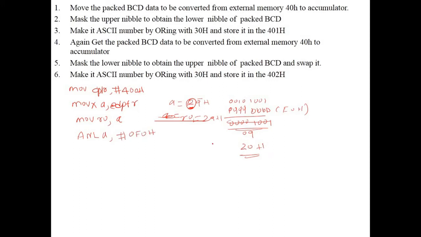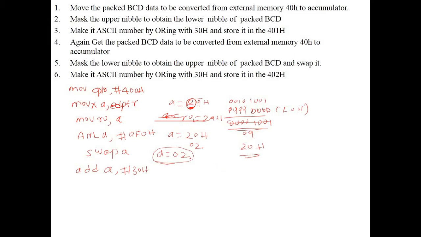Okay. So now after doing this, the A will have 20H, but we want 02. So for that we need to swap A. So when we do this, the A will have 02. Okay. Next, this needs to be converted into ASCII value. So for that we need to add A comma #30H.